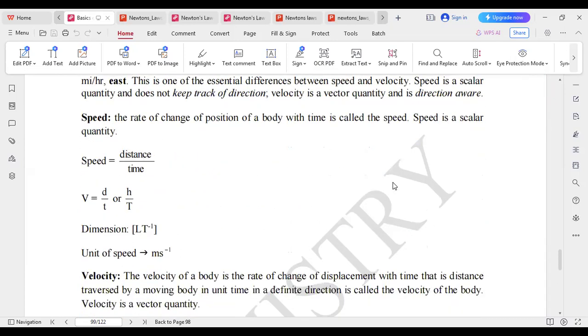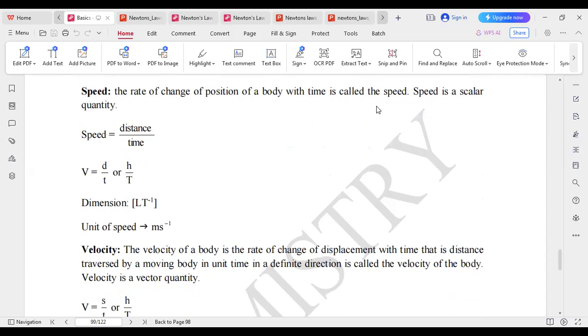Now what is speed? The rate of change of position of a body with time is called speed. Speed is a scalar quantity. So speed equals what? Distance by time. v equals d by t. The dimension will be L per T, and the unit of speed will be meter per second.